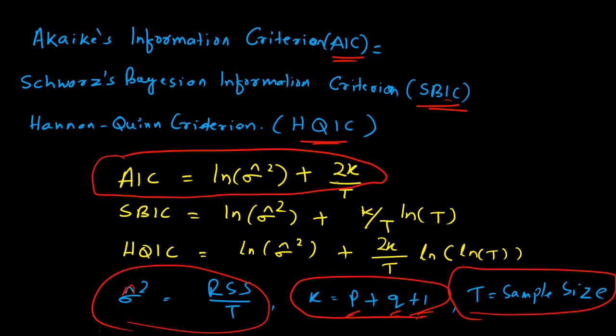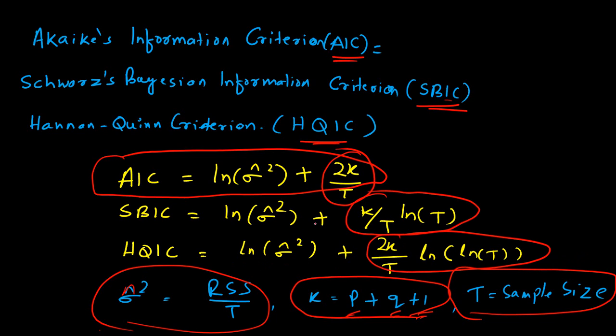So remember, we are talking about the penalty term. So what is the penalty term in this case? The second term is the penalty term. Similarly, for the SBIC, there is a slight modification to that. The penalty term is slightly different. Okay, and for the HQIC also, the penalty term is different. So the difference between all three information criteria is in the penalty term.